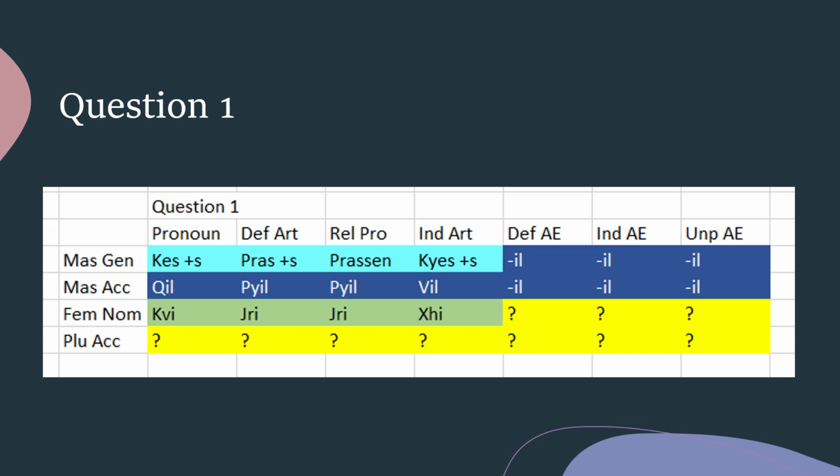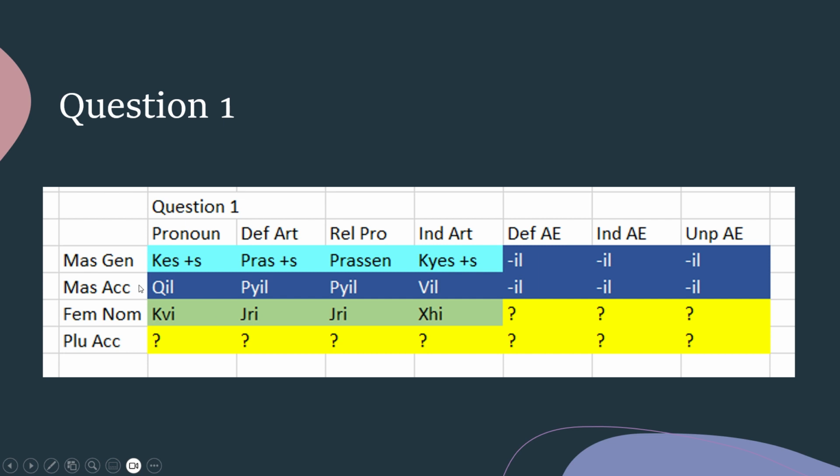So, question 1. Let's say in this fake language, these are what the actual pronouns, articles, and adjective endings were. So for masculine genitive, you have kes plus s, pros plus s, prosen, kes plus s. I think you're already starting to see what I'm getting at, where it's taking elements from something else, but it's not the exact same. I guess this could be process instead of prosen, but whatever. And then all of the definite adjective endings are il. So il, il, il. Then we have chill, piel, piel, vil, il, il, il.